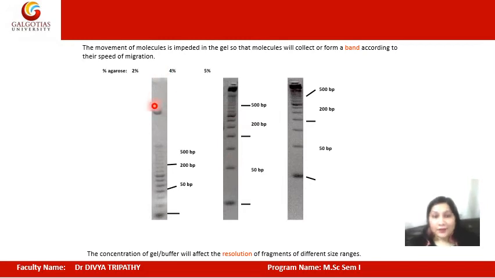When we are using less concentrated agarose, the resistance towards the molecules will be less and we get such types of bands. But if we have the perfect concentration of agarose, we will get a clear band of our biomolecules. Ultimately, we can see that the concentration of the gel or buffer will affect the resolution of fragments of different sizes.